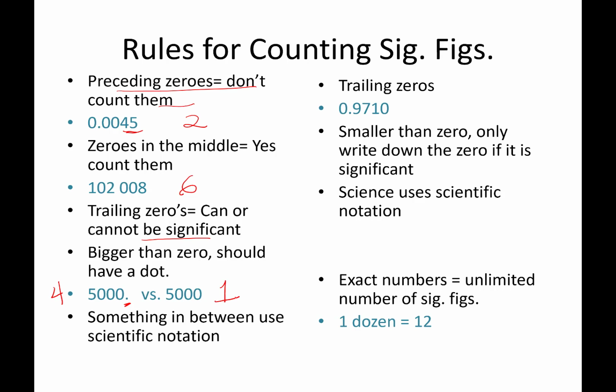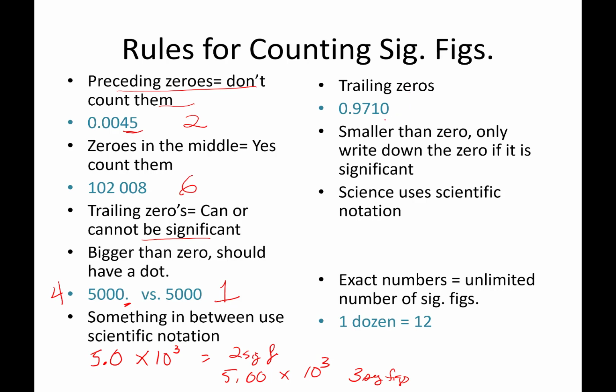What if you've got something in between? How do you express it? Well, that's why scientific notation was invented. So if I said 5.0 times 10 to the third, that would indicate 2 sig figs. And if I said 5.00 times 10 to the third, this would indicate 3 sig figs. So that's the beauty of scientific notation.